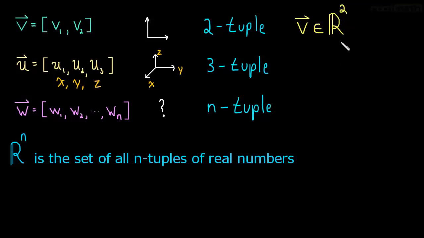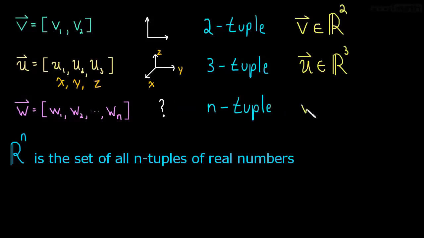And R2, we can loosely think of it as this plane. I mean, we haven't defined what a dimension is, but we can think of it as the two-dimensional plane. So this is R2. Just like U is an element of R3. R3 is all 3 tuples of real numbers, and U just happens to be one of those 3 tuples of real numbers. So U is in R3. And R3 we can think of as the three dimensions. And again, we haven't formally defined dimension, but we can think of it like that.